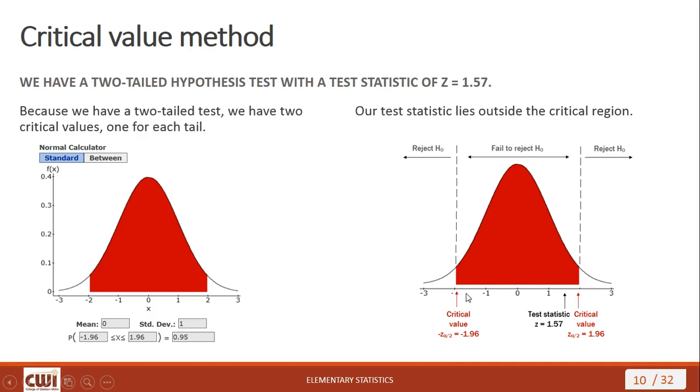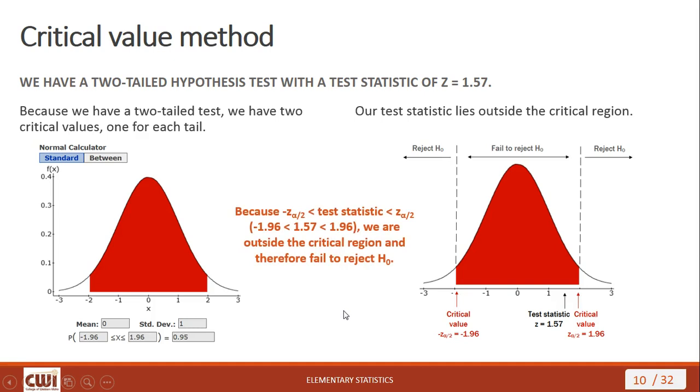The rejection regions are the tails of our distribution. The test statistic is not in the tails, but in that central region where we fail to reject H0 because we're outside the critical region. Therefore, we fail to reject H0 because our test statistic is in between those two critical values. It's outside the critical region.